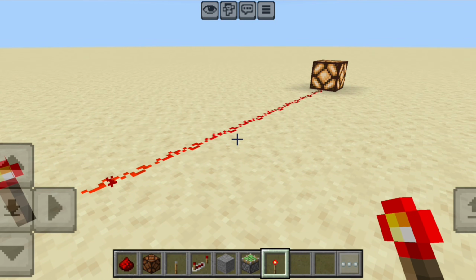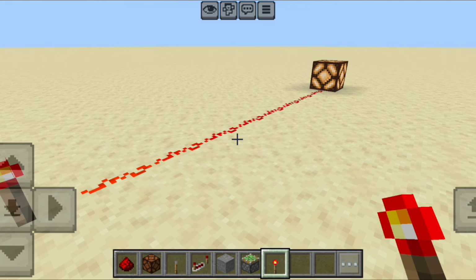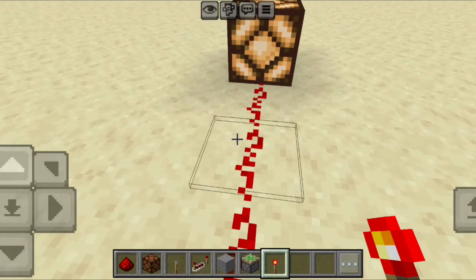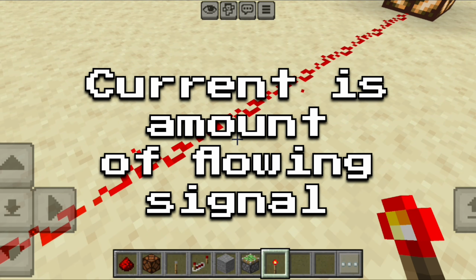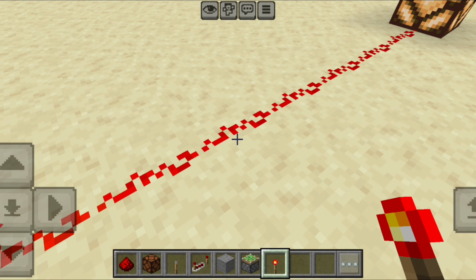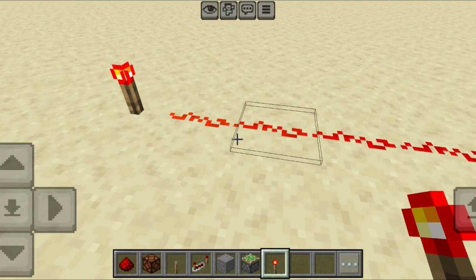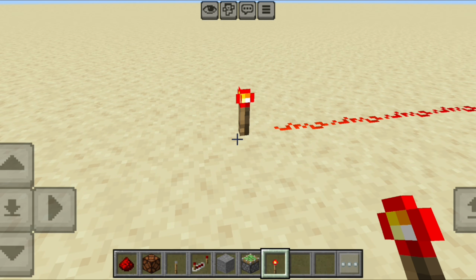Now let's head to current. Current is the actual flow. Think of it as how many redstone particles are moving through your dust right now. Voltage says go. Current is the actual going. Two different things, same circuit.